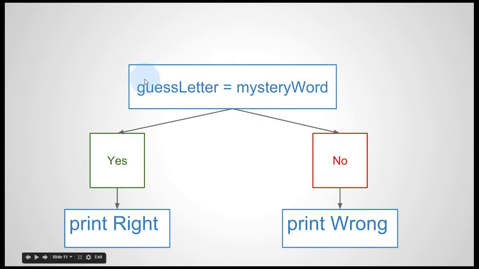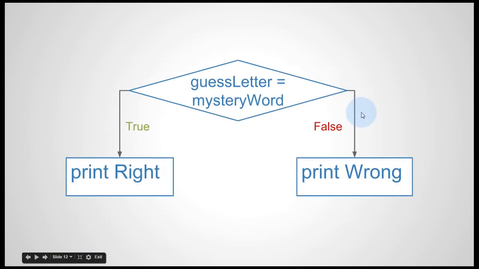The most important thing is guess letter equal mystery word is not an action, so we cannot use the box for it, right? Because if you remember from our last video, the box can only be used for actions. The same thing can be said about the yes and no boxes. So we need some twisting for this. What I'm going to do is, instead of using a box for the comparing thing, I'm going to use a diamond. Professional term for this is a decision node.